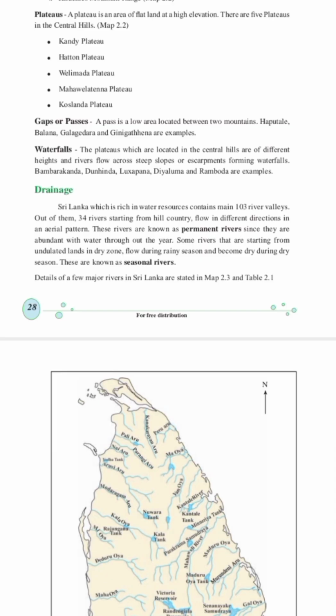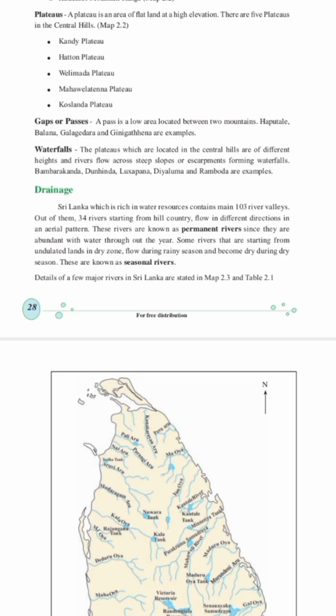Okay, so here there are 103 rivers. Okay, there are 103 river valleys. Out of them, 34 rivers start from the hill country. There are two types of rivers: one is the permanent, the other one is the seasonal river. Those are flowing in different directions in a radial pattern. These rivers are known as permanent rivers because why? Since they are abundant with water throughout the year.